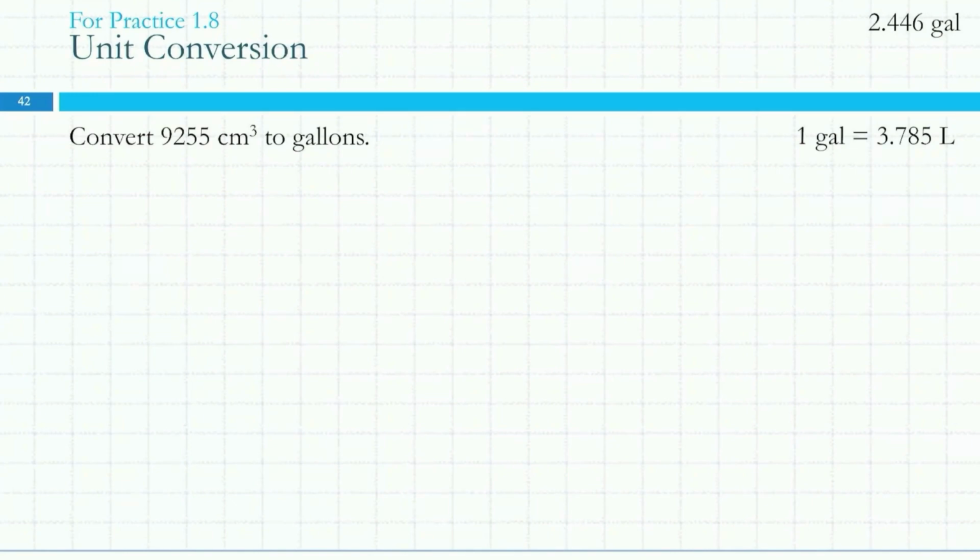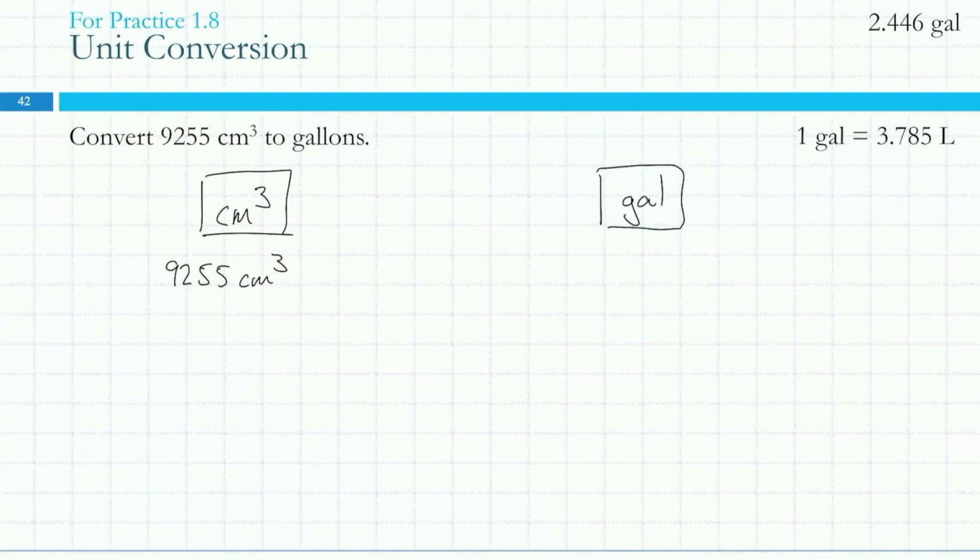For this problem, what are we given? Now, centimeter cubed is a unit of what? Volume. Yeah. So it's a compound unit, right? It's made up of centimeters. It's defining a volume. So we're starting with this 9,255 centimeters cubed, and we want to get to gallons. And we are given a little hint that 1 gallon equals 3.785 liters.